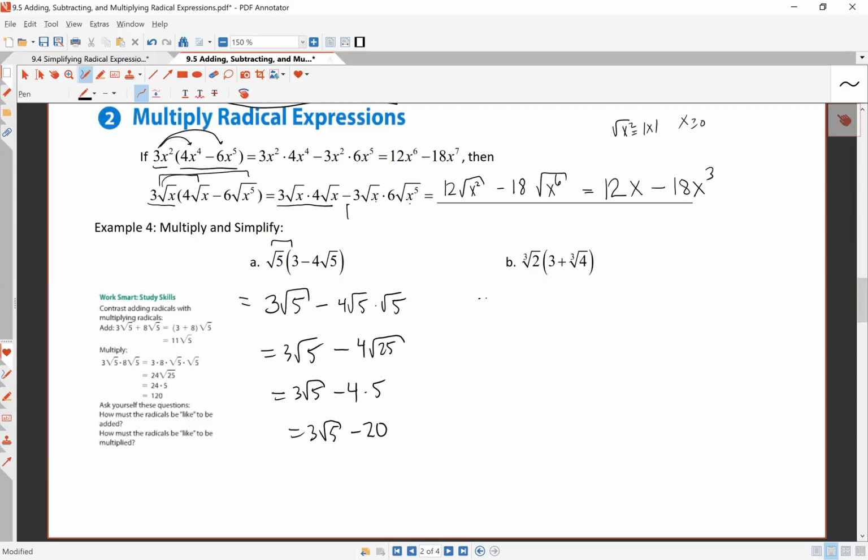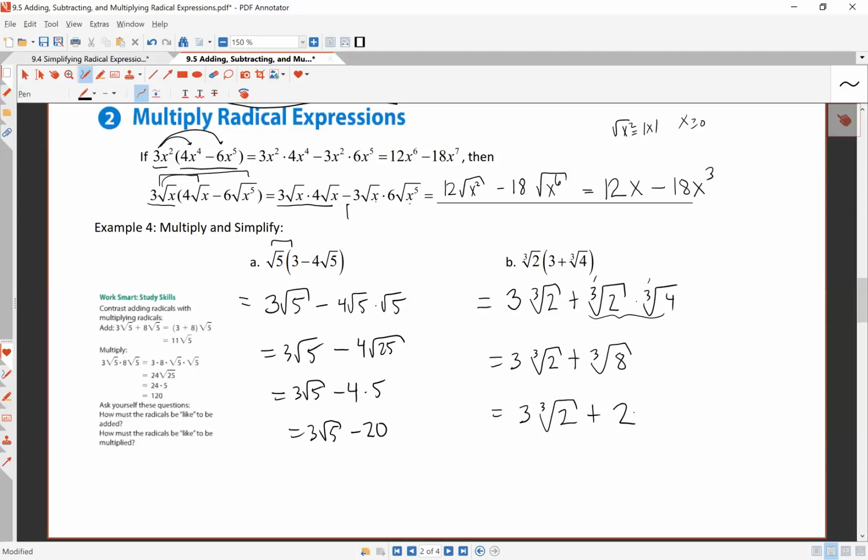If we have cube root of 2 times 3 plus cube root of 4, we distribute the cube root of 2 times the 3 and get 3 times the cube root of 2. When we have cube root of 2 times cube root of 4, we can multiply any radicals together as long as their index is the same, which gives us cube root of 8. Cube root of 8 is 2, giving us 3 cube root of 2 plus 2.